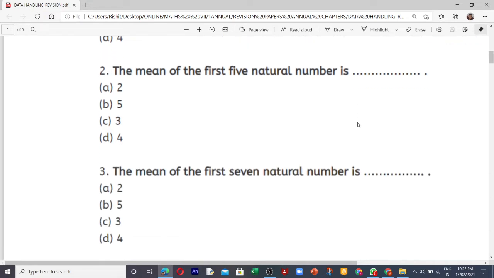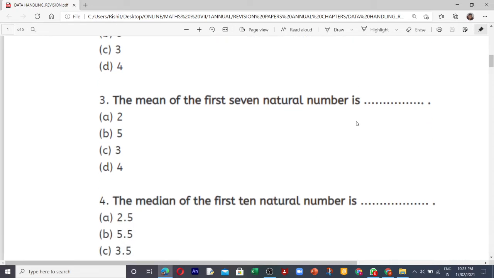Now see the next. Third question. The mean of the first 7 natural numbers. The mean of the first 7 natural numbers, children. First 7 natural numbers. What will be the answer? Come on, third answer.